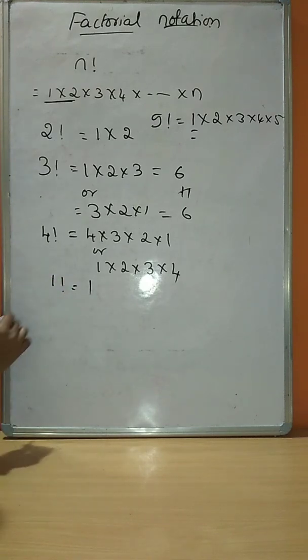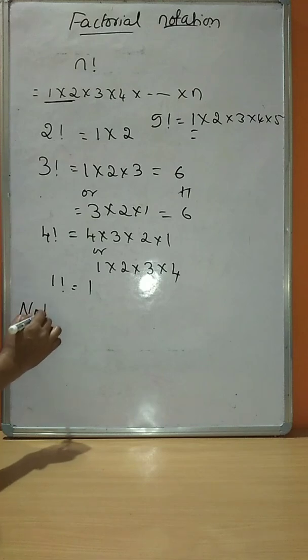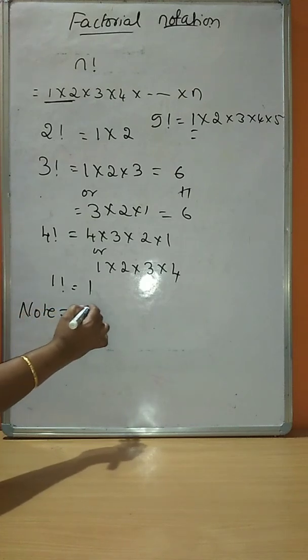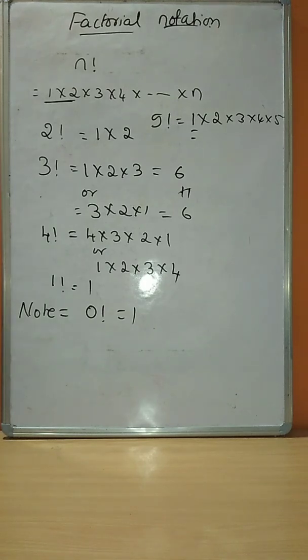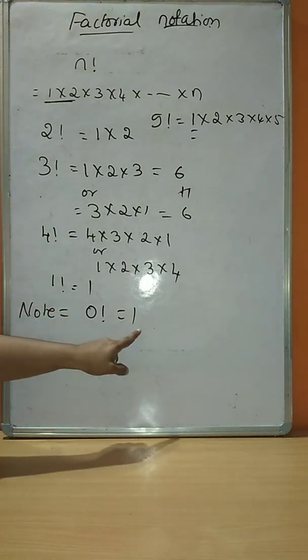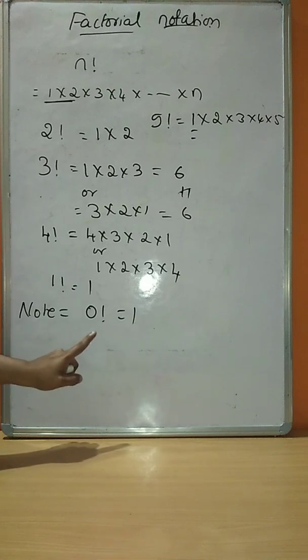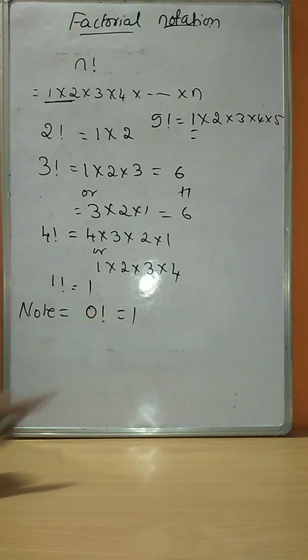One important note you have to remember: 0 factorial means 1. Don't put 0. 0 factorial is also 1. So, 0 factorial is also 1.